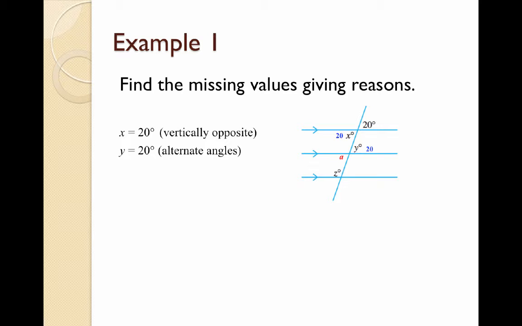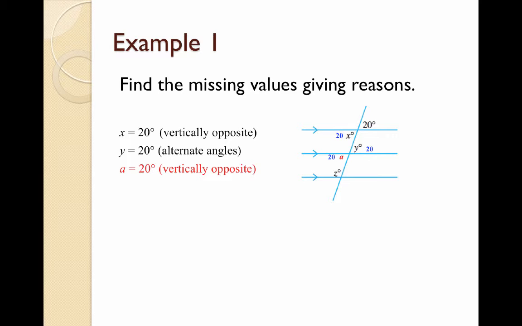co-interior angle rule. Now, I know that A is vertically opposite to y. It's also corresponding to x. So I can use either reason, but whichever one I use, I'm going to get the same answer. A is going to be 20 degrees, and the one that I'm choosing is the fact that they're vertically opposite.